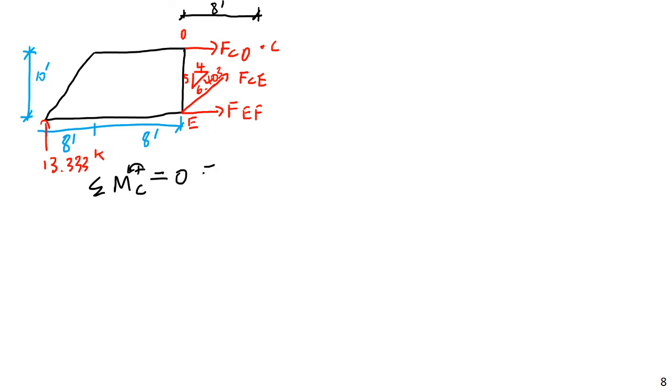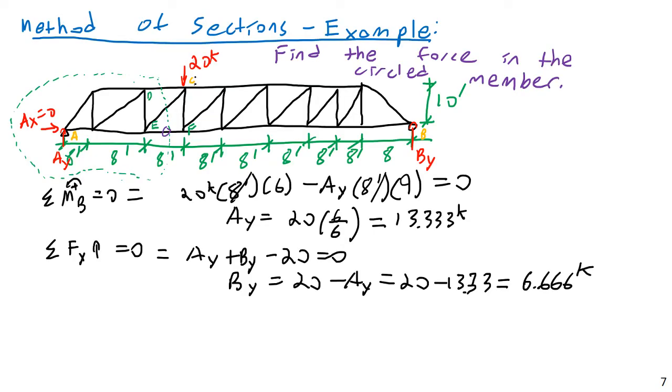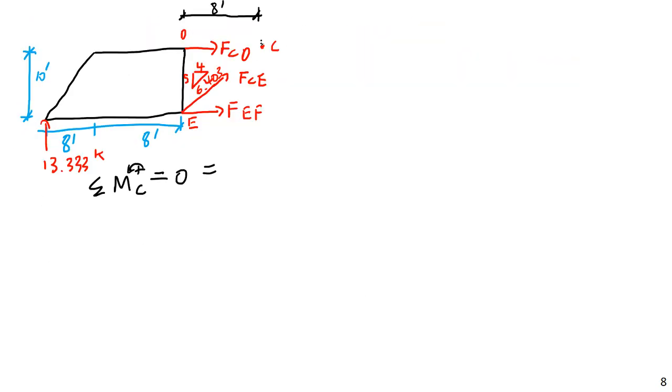So the only two forces on my free body diagram that will generate any moment there are FEF and the reaction force AY. And again, this is kind of interesting. Even though our applied force, the 20 kip force, is applied at point C, it doesn't matter. We still don't need to include it.